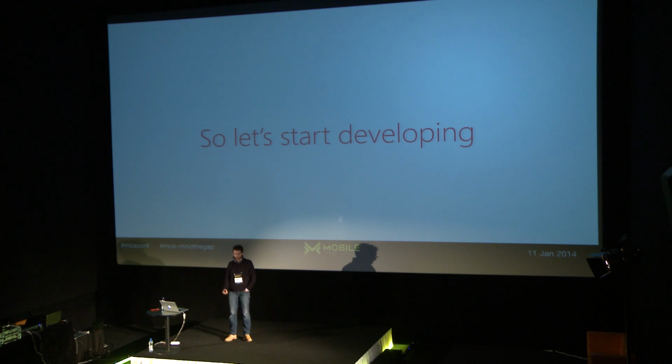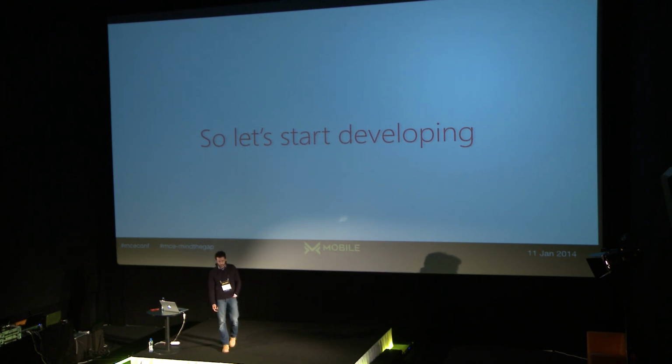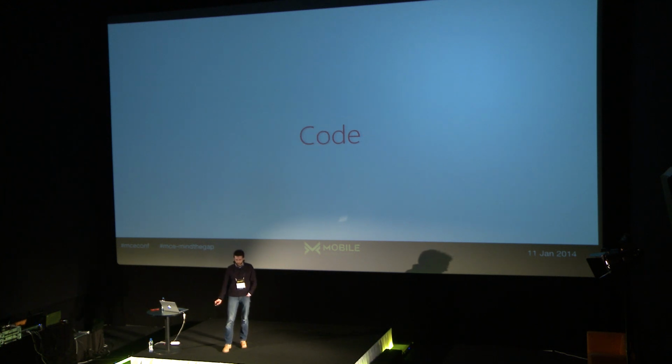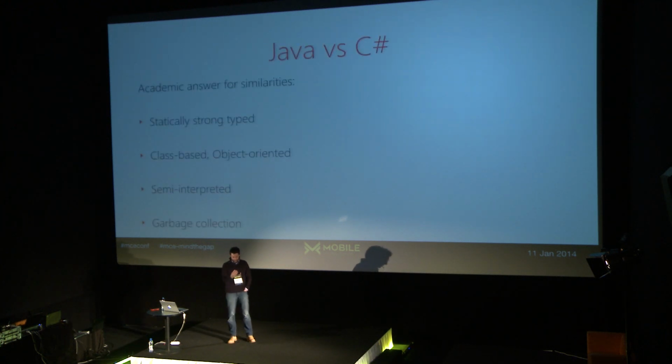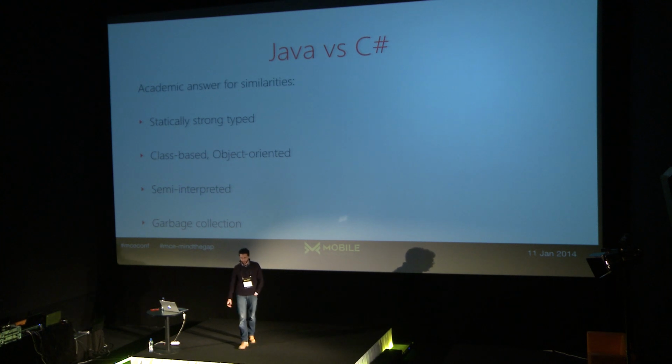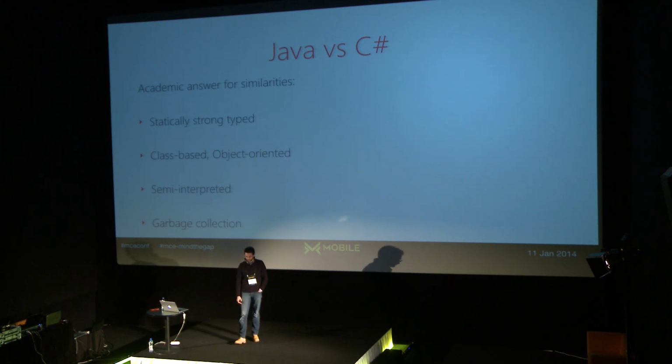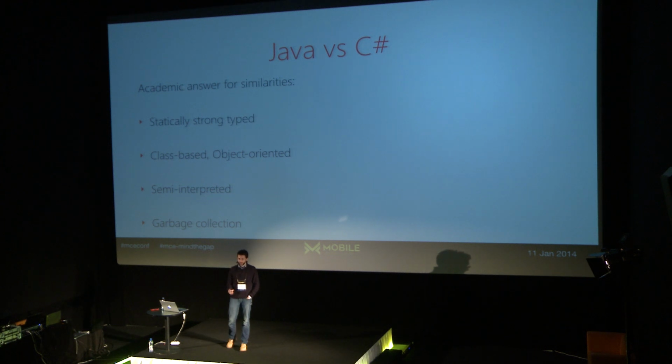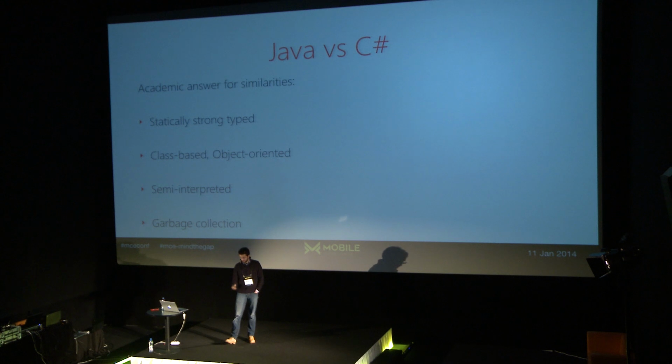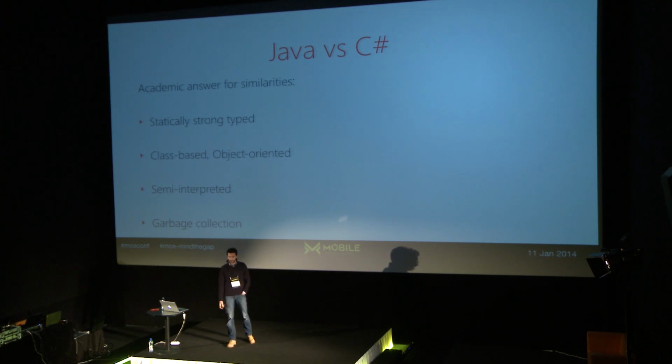After these two main steps, we needed to start developing the actual application, and so we had to deal with code. And again, this is the academic answer for the similarity between Java and C#. They are both statically strongly typed, they are both class-based and object-oriented. They are also both assembly-interpreted, so both rely on a virtual machine. And this virtual machine also supports garbage collection.